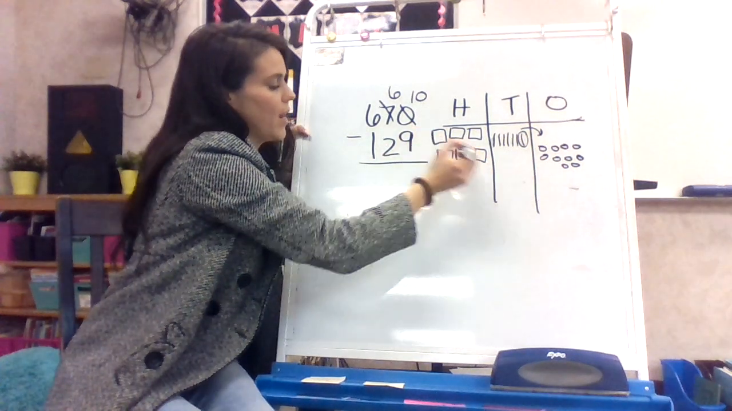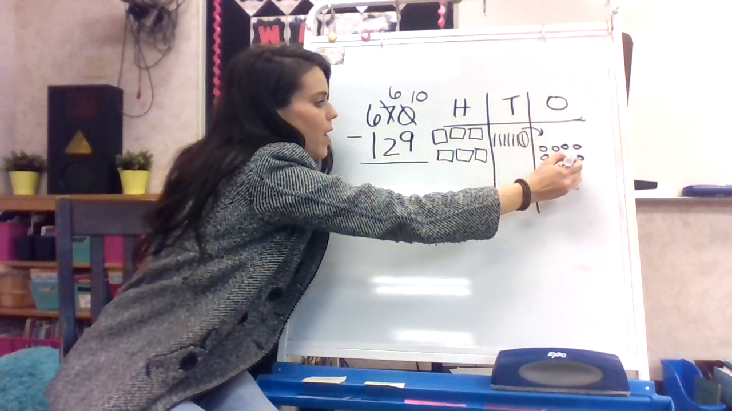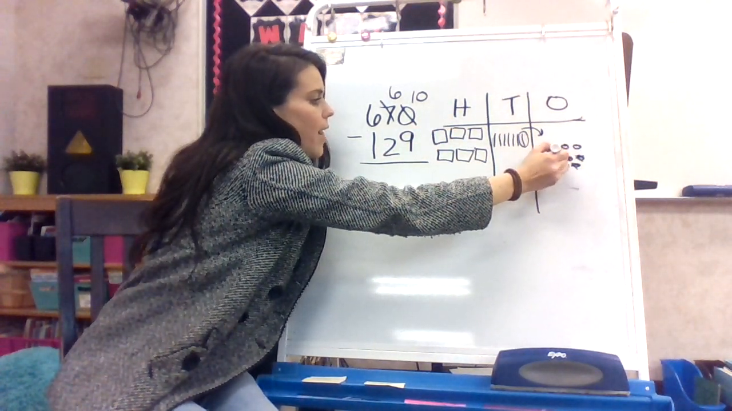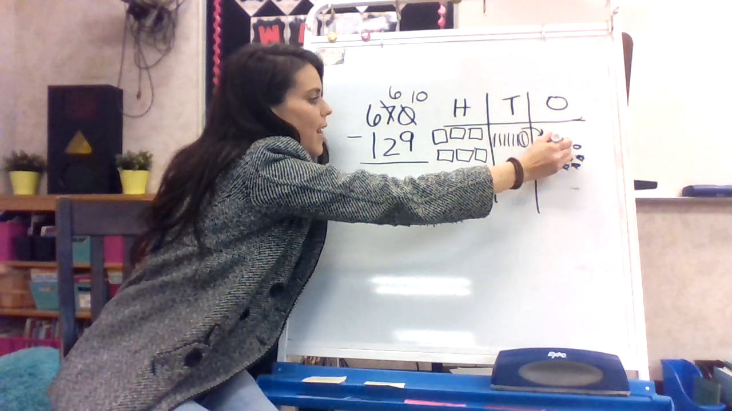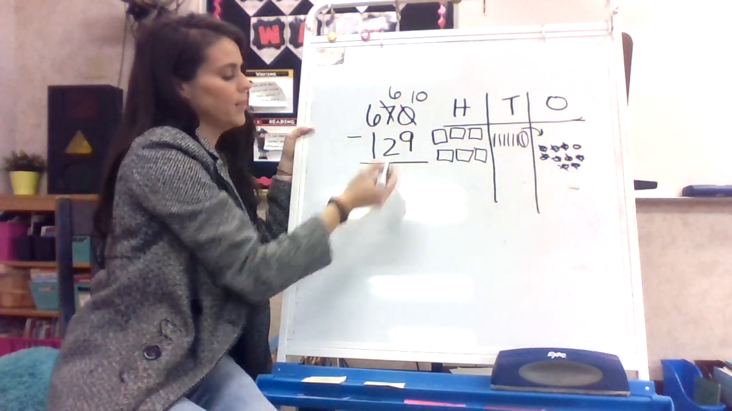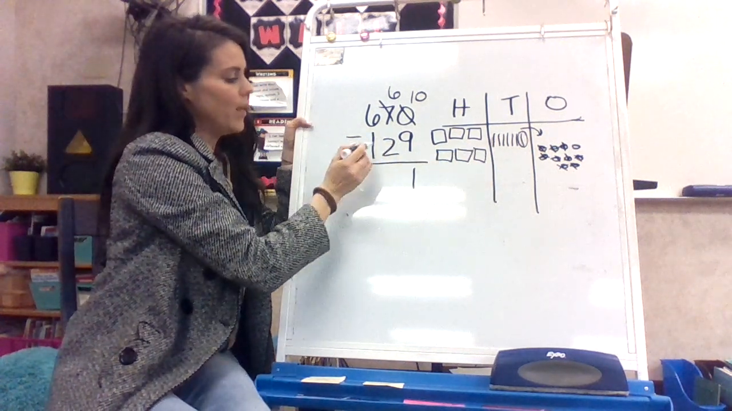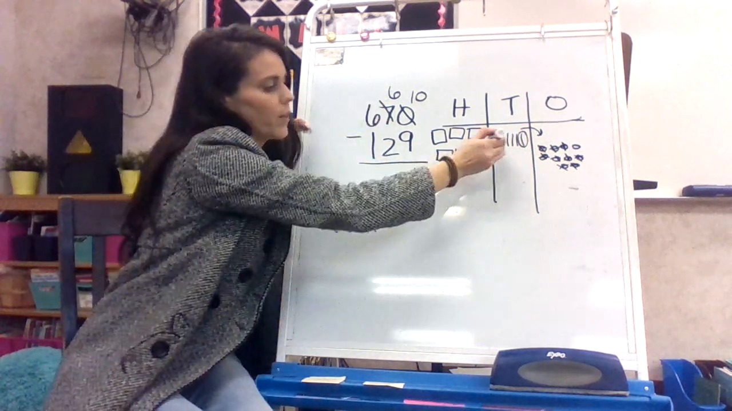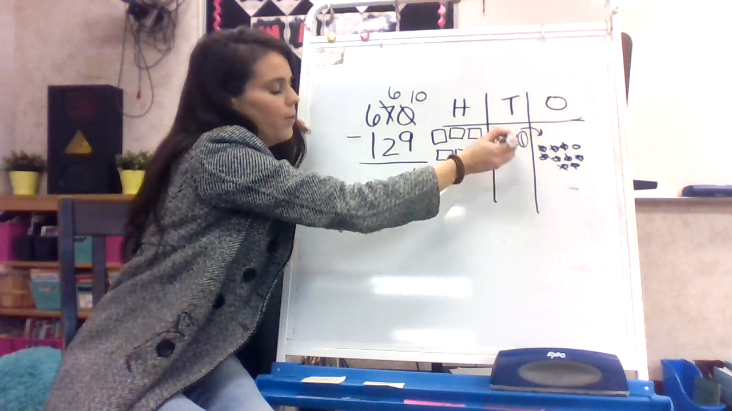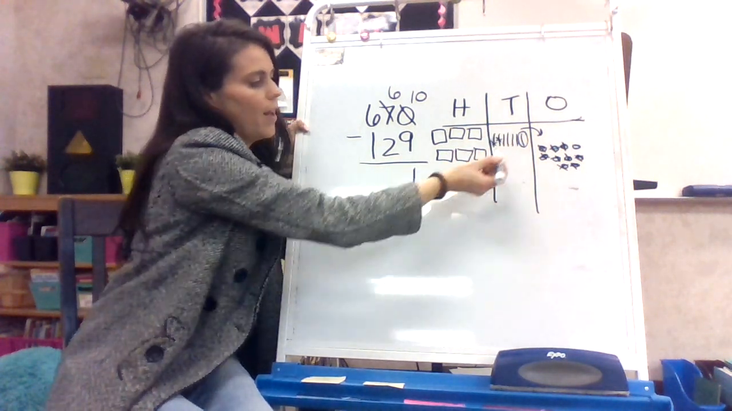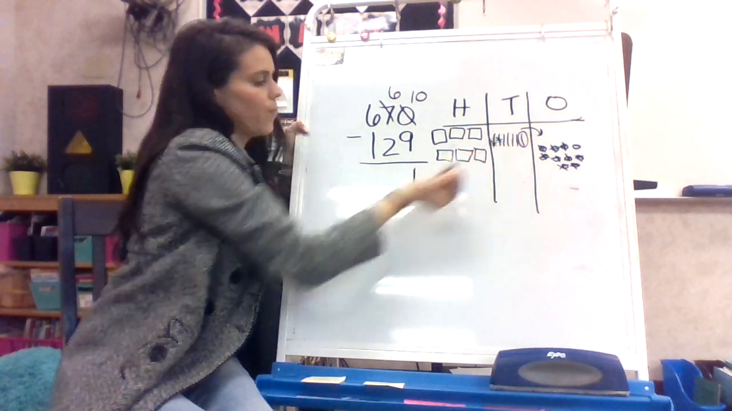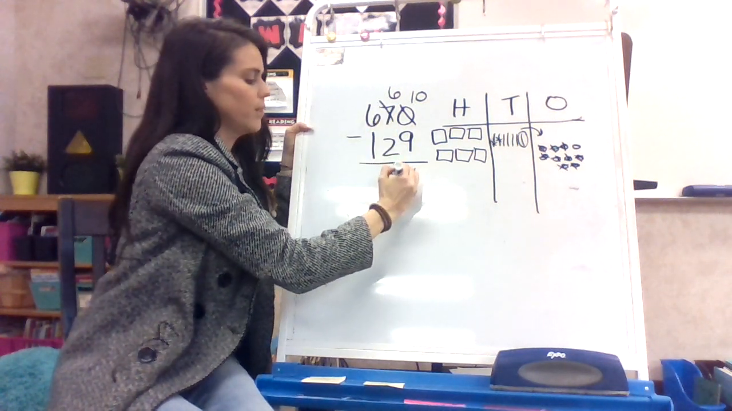Now we have more on the top, so we no need to stop. We're going to take away 9 from 10, so we're going to cross out 1, 2, 3, 4, 5, 6, 7, 8, 9. There is 1 left. 10 minus 9 is 1. Now we're going to come to the tens place, and we can take away 2 from 6. So we're going to take away 1, 2, and how many tens rods are left? There are 1, 2, 3, 4. 6 minus 2 is 4.